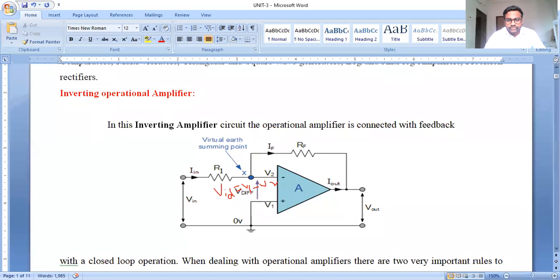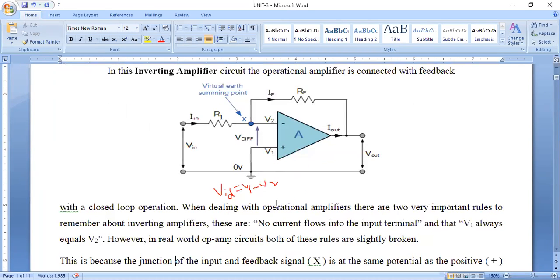In this closed loop operation, the output signal is inverted, 180 degrees out of phase with respect to the input signal. The output V0 is inverted 180 degrees out of phase with respect to input. In other words, the output signal is inverted. That's why it is an inverting operational amplifier.